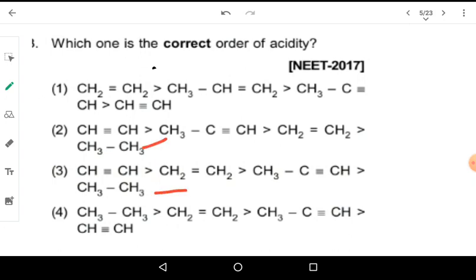Once we consider alkyne, next we have to consider the number of carbon. 3 carbon containing alkyne is also there. 2 carbon containing will be more acidic because acidity is inversely proportional to the number of carbon. So this is going to be the answer. First 2 carbon and then 3 carbon, and then comes alkene and finally comes alkane.